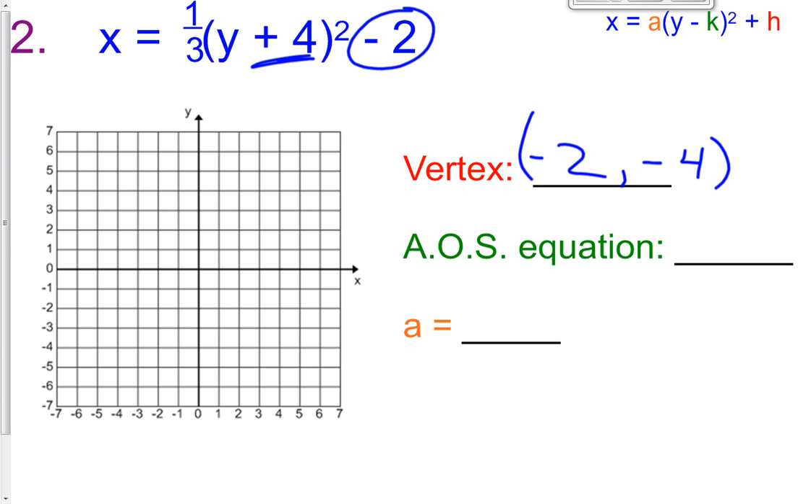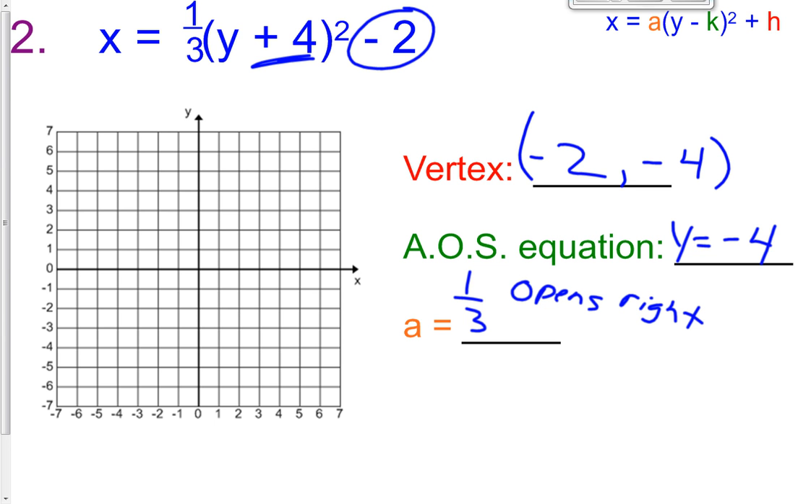So negative 2, negative 4, this is where your vertex lies. Your axis of symmetry is y equals the y coordinate, so y equals negative 4. And then your a value is 1/3, which is a little bit tricky. It tells you that it opens up to the right. The reason for that is because a is positive.